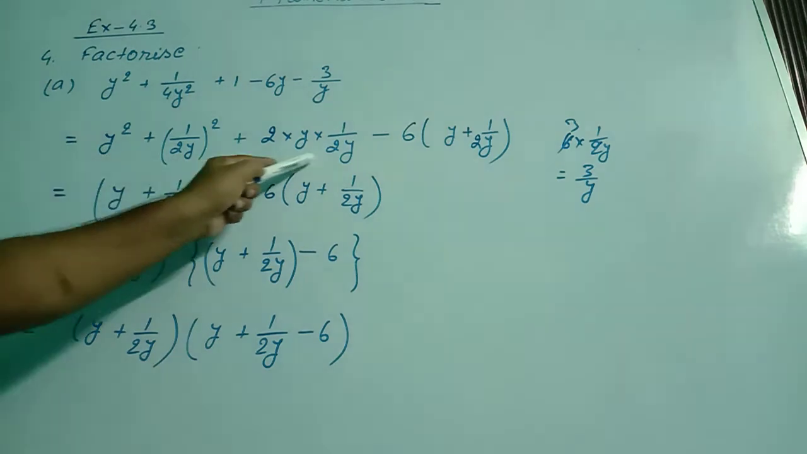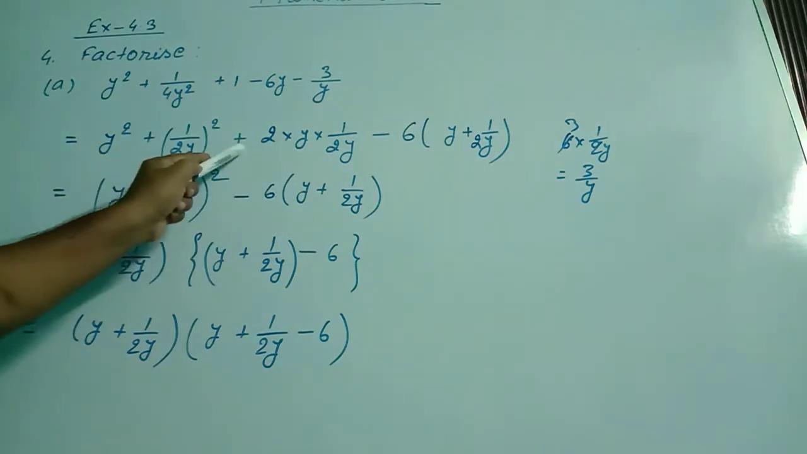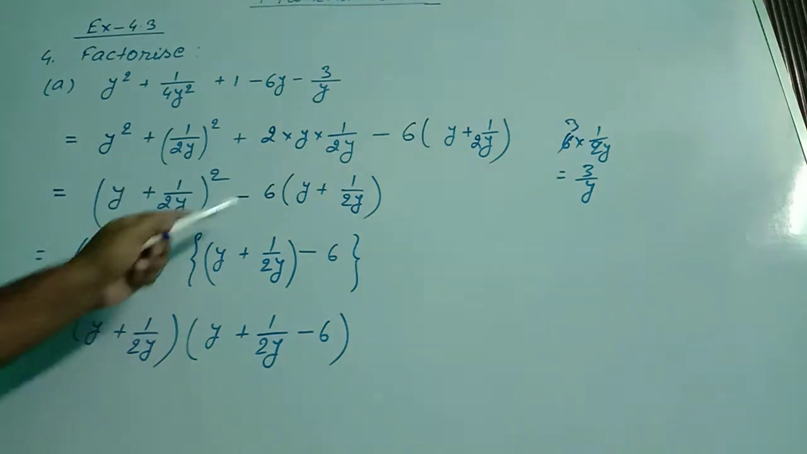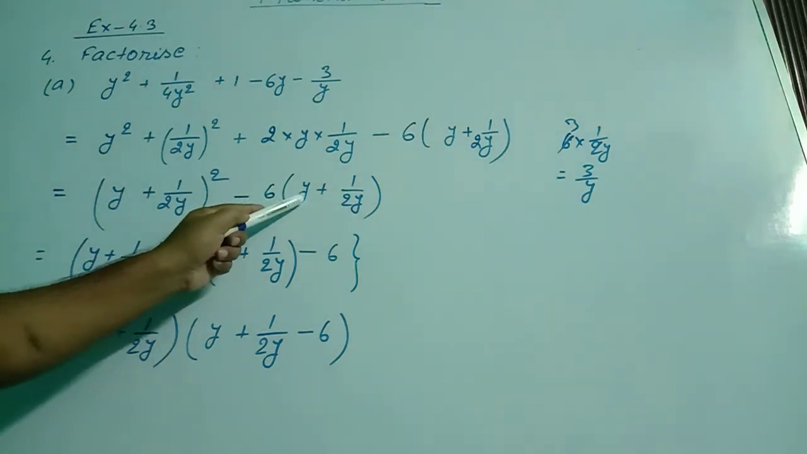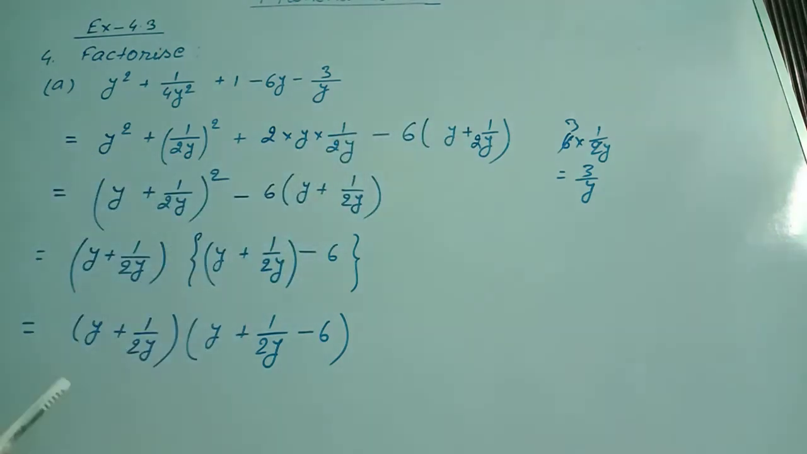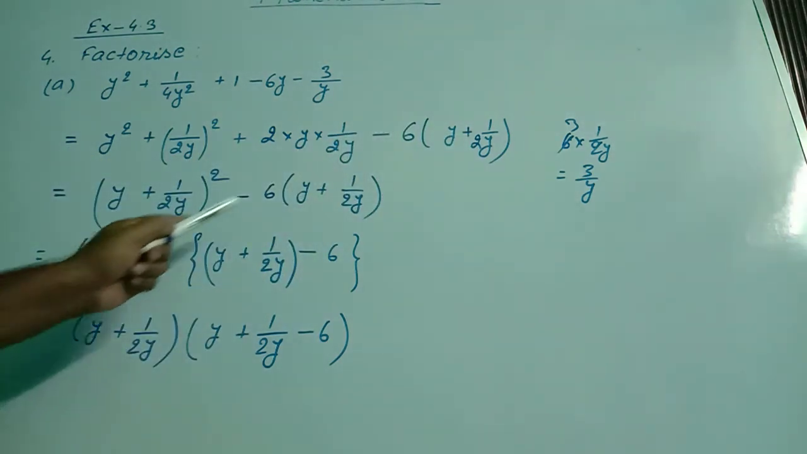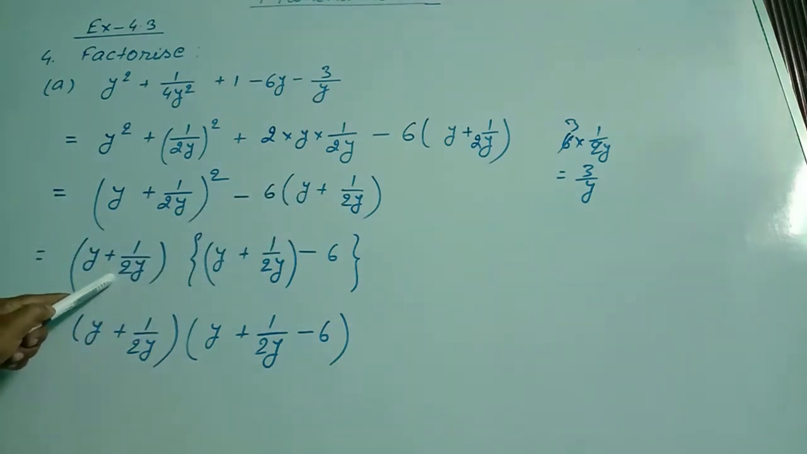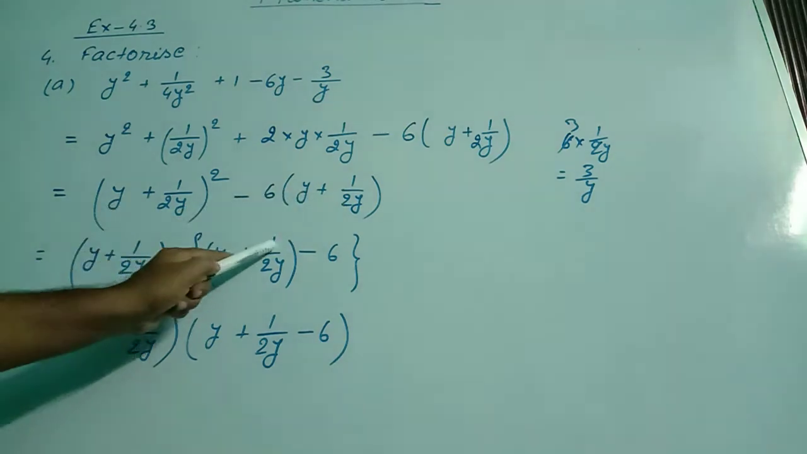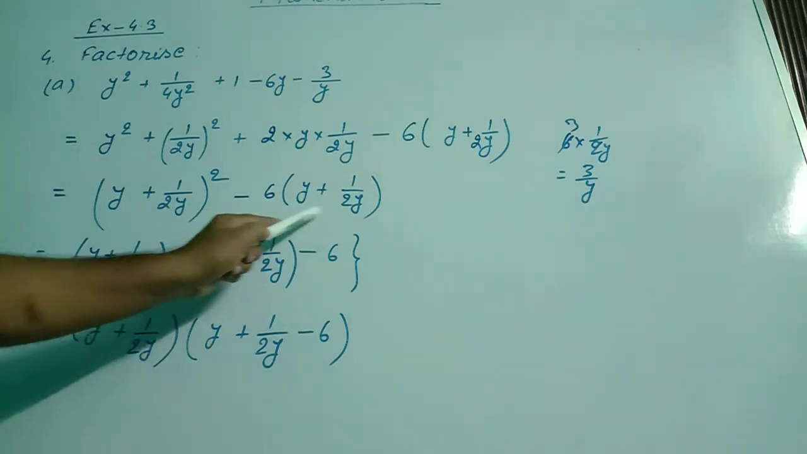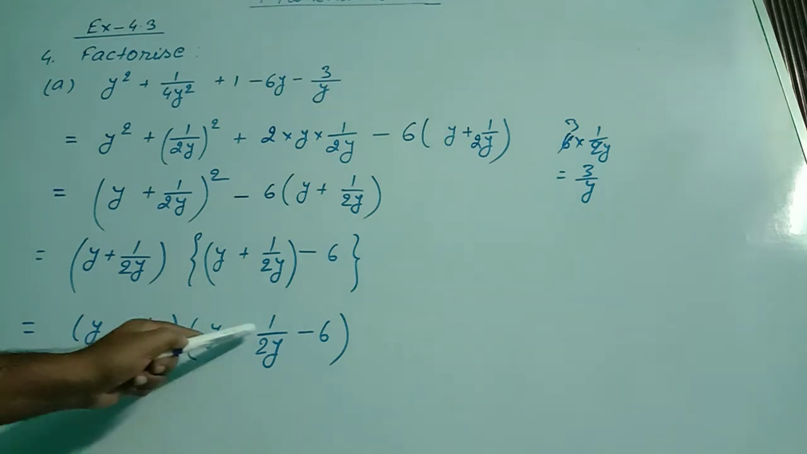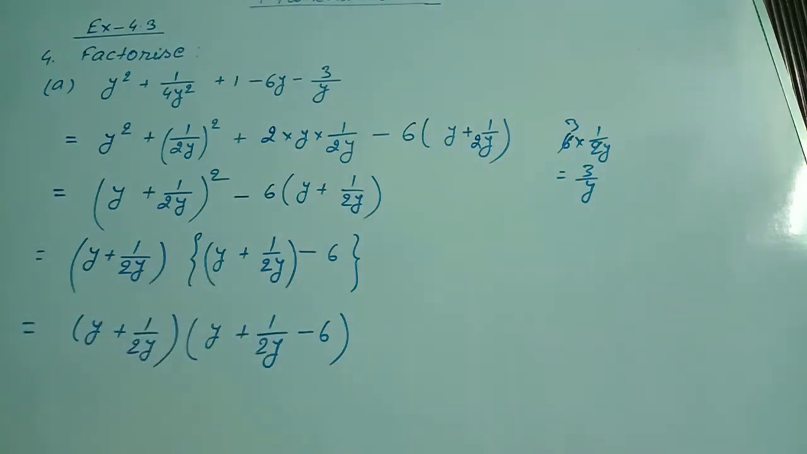This much expression is in the form of a square plus b square plus 2ab. So for that I have written a plus b whole square minus 6, a plus b being y plus 1 by 2y. So y plus 1 by 2y I have taken common; y plus 1 by 2y became common. So here y plus 1 by 2y is left, and here this much went out, so minus 6 is left. I have omitted the bracket, I wrote y plus 1 by 2y into y plus 1 by 2y minus 6. This became the answer.